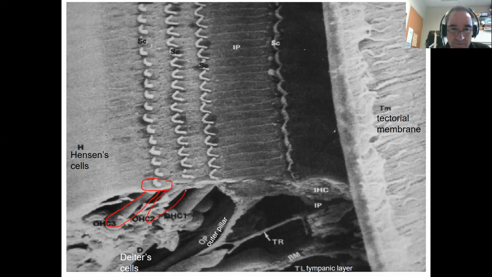its friends in the middle row and the inner row, right? So they would have their tops here like that, and this kind of repeats all the way down to the base and up to the apex of the cochlea.